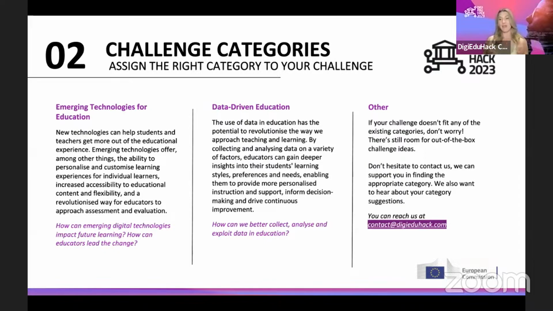If after these 8 categories you still feel that none of these are completely relevant for you, it's no problem. You don't have to fit in these boxes. We still have room for other ideas, and we have a few options on how to go forward here. If you feel like your solution or your hackathon that you have in mind is something other than these 8 categories, write to us again at contact@digieduhack.com, and we can either help you tweak that a bit or adjust your hackathon challenge idea so that it is relevant to any of those 8 categories.